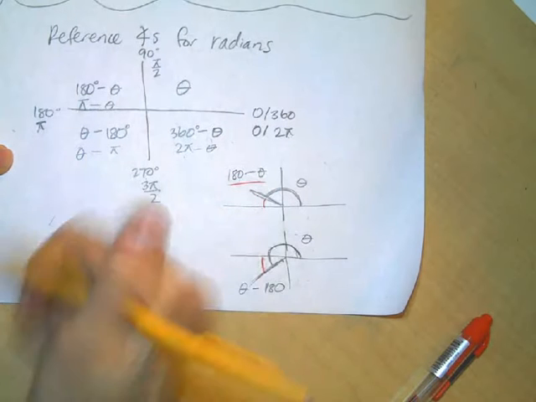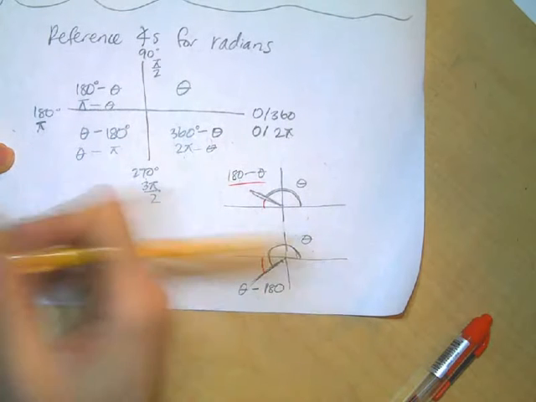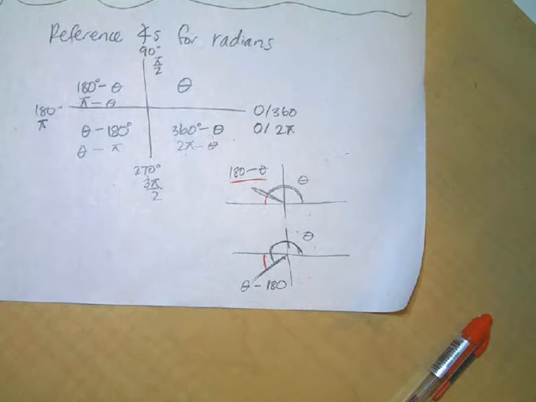So now I've given you these. Again, if it's over 360, you have to subtract 360 to get it between 0 and 2 pi. Same thing, if it's over 2 pi, so say it's 5 pi, you have to subtract 2 pi until you get it between 0 and 2 pi.